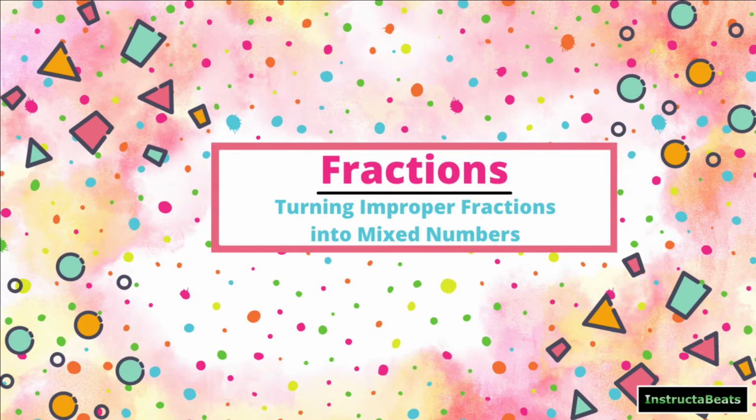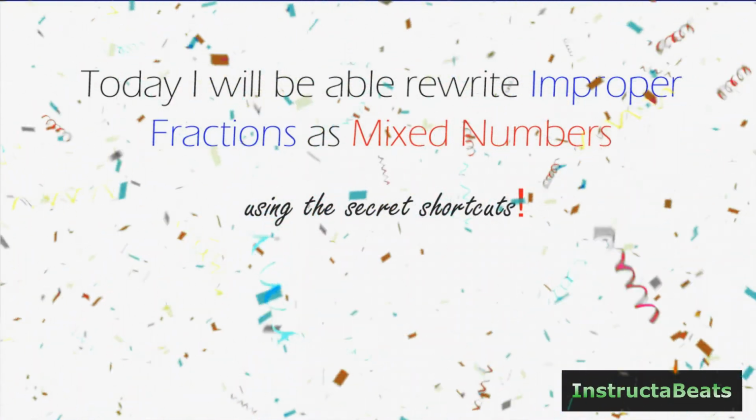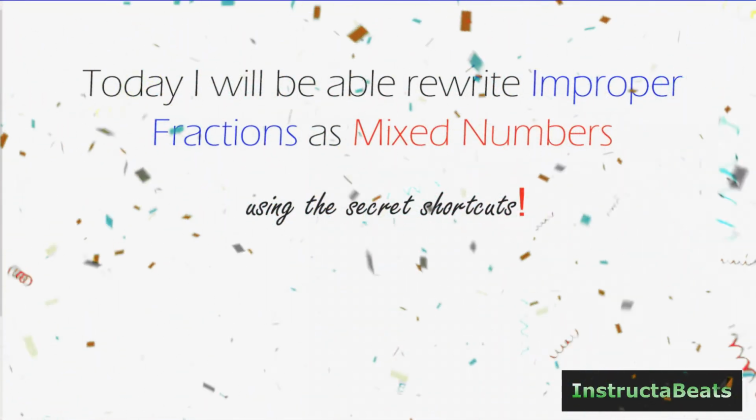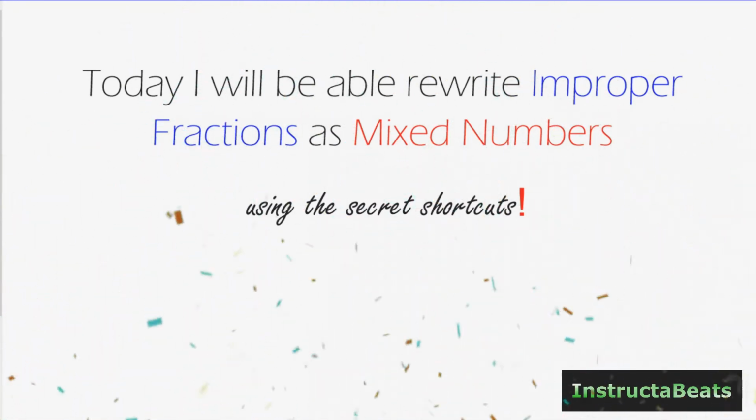Today we're going to be talking about turning improper fractions into mixed numbers. So let's split it open and see what our objective is today. Our objective today: I will be able to rewrite improper fractions as mixed numbers using the secret shortcuts.